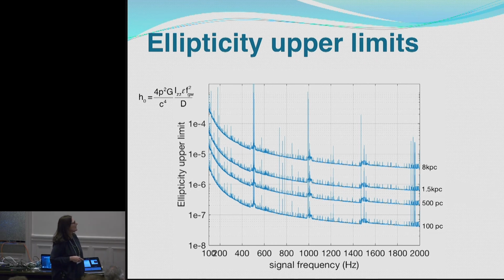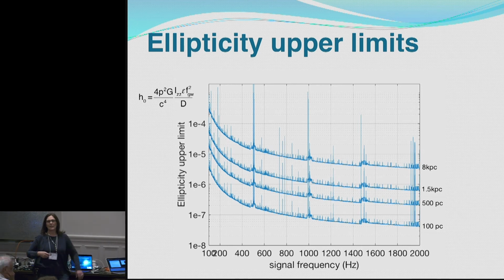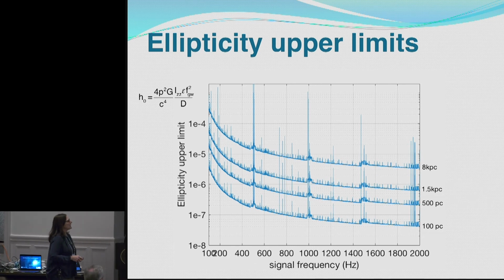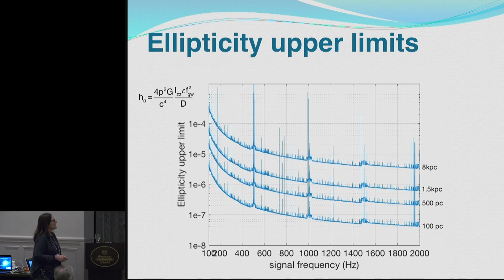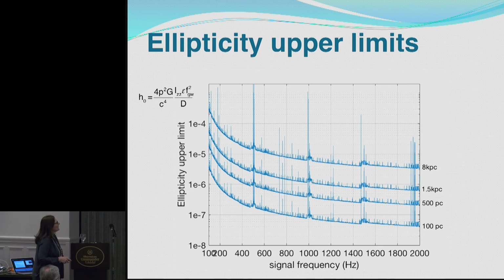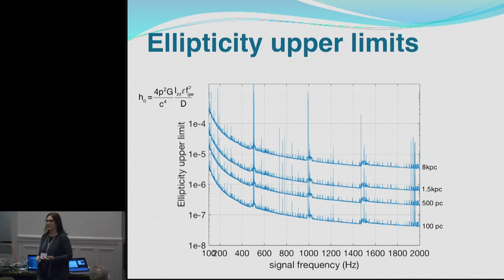And of course, linearly scaling with the distance, if we want to make statements about there not being objects with ellipticities greater than, for example, 10 to the minus 7 for frequencies above 820 hertz within 100 parsec. That's the type of statement that we can make based on this.